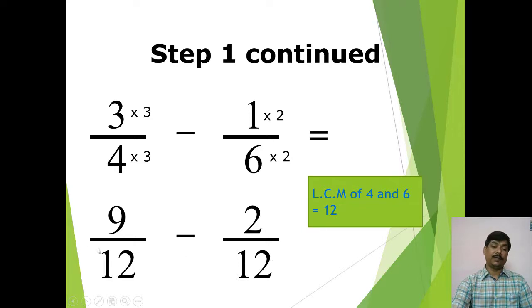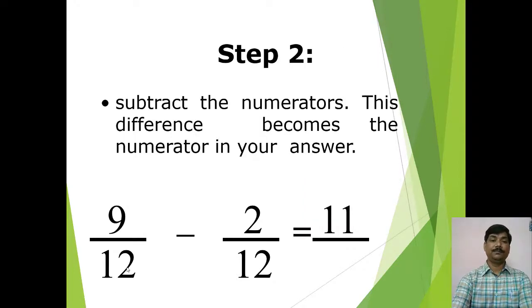These fractions are the equivalent fractions of 3 upon 4 and 1 upon 6. So now these fractions have become like fractions, and we can subtract them. Subtract the numerators, and the difference becomes the numerator in your answer. Now we will subtract the numerators. Subtract 9 and 2, 9 minus 2.